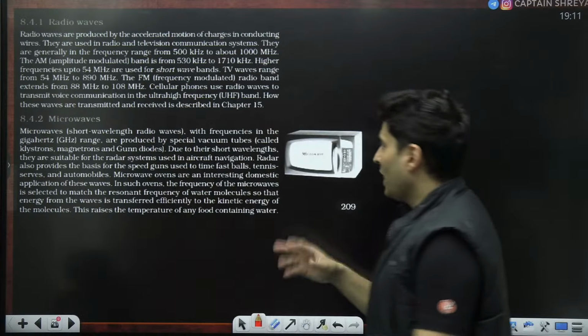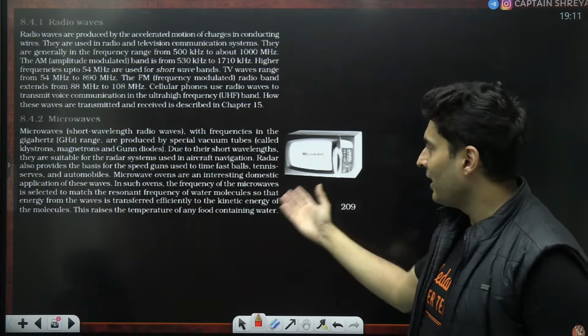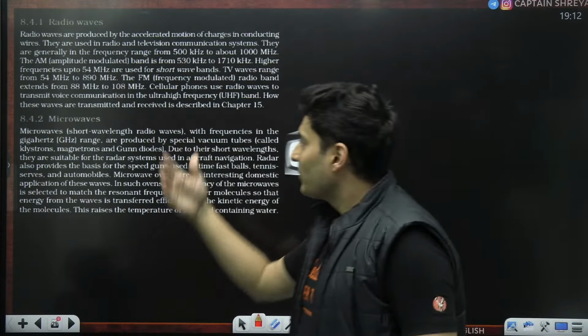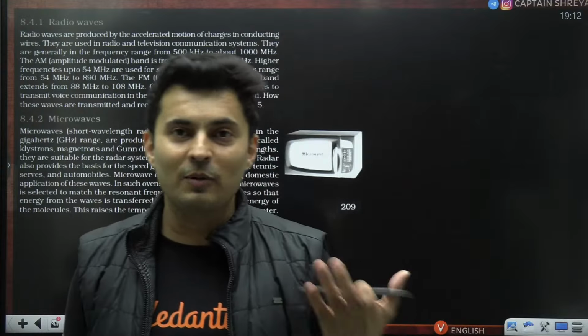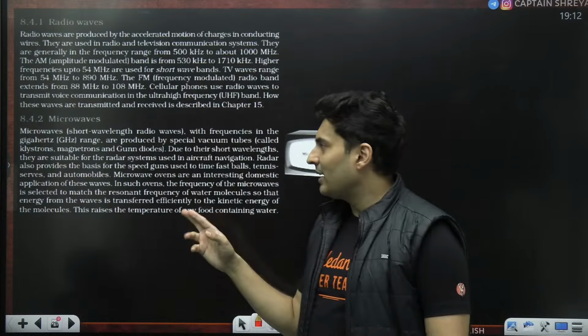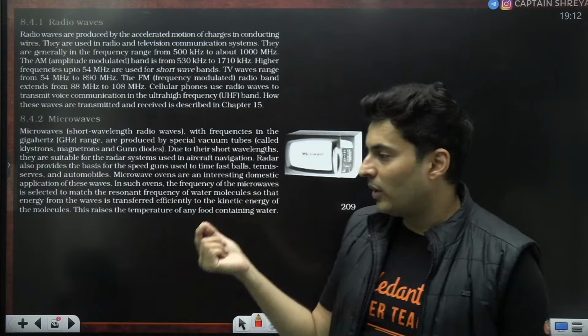Microwaves. Well, the name comes from the microwave oven. You can see actually the microwave oven name comes from microwaves. So microwaves are used in microwave ovens. They have very short wavelengths, and the best part is they are used for speed guns.